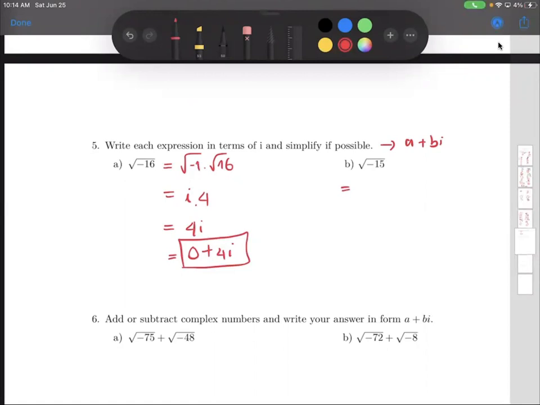Same thing, I'm going to rewrite it as square root of negative 1 times square root of 15. Square root of negative 1 is i. Square root of 15 is square root of 15. I don't think you can break 15 into two numbers where one of them is a perfect square. So it's 0 plus square root of 15 i.